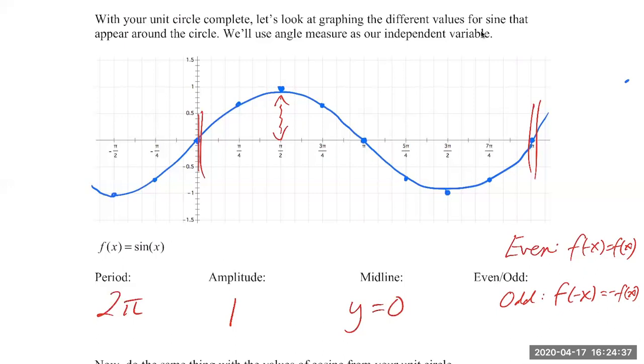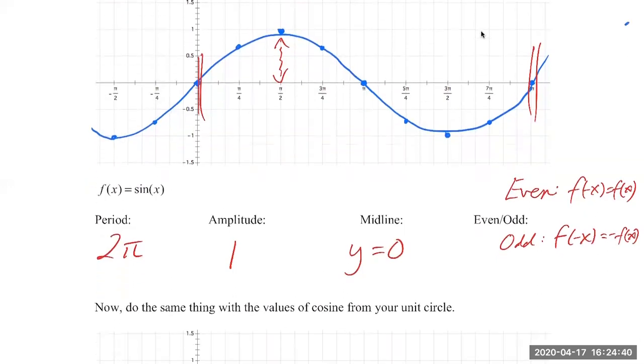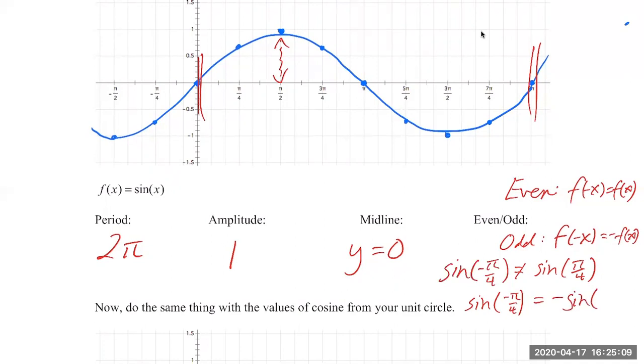Now, we could consider this function and note that the sine of negative pi over 4 is not equal to the sine of pi over 4, so that must mean that it is not even, but the sine of negative pi over 4 is equal to negative the sine of pi over 4. So that means that this function is odd.